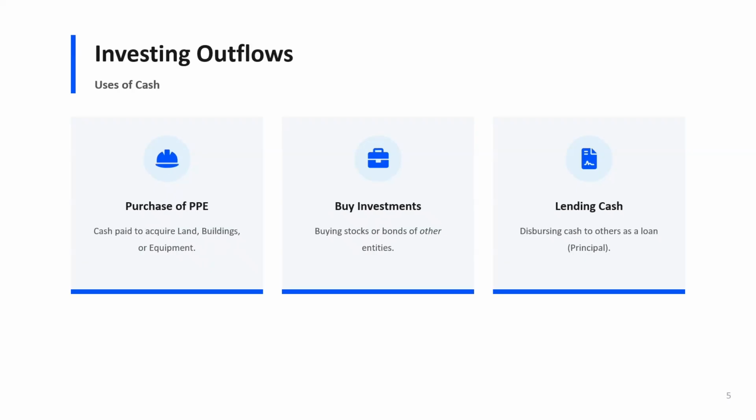Okay, so conversely, investing outflows represent the use of cash for long-term assets. When a company buys property, plant, and equipment, that's a cash outflow for investing. Purchasing investments in other companies, like their stocks or bonds, also falls into this category. And when a company lends cash to others, that disbursement of the principal is an investing outflow. This helps us see how a company is allocating its capital for future growth. Now we'll shift our focus to financing activities.